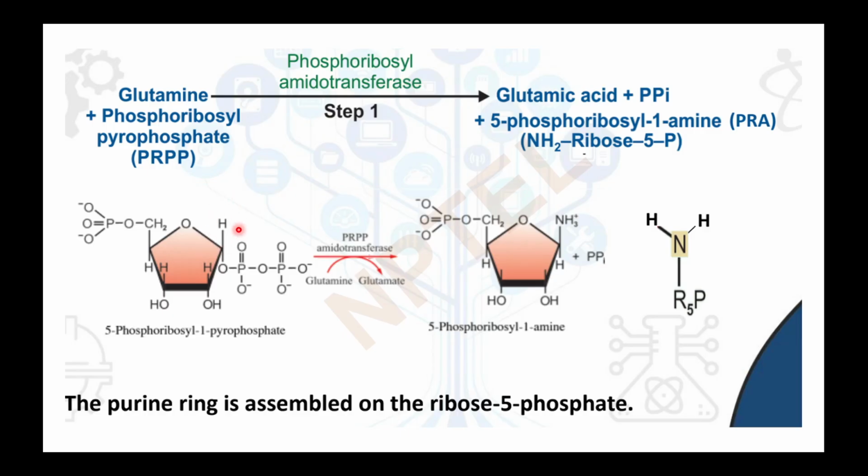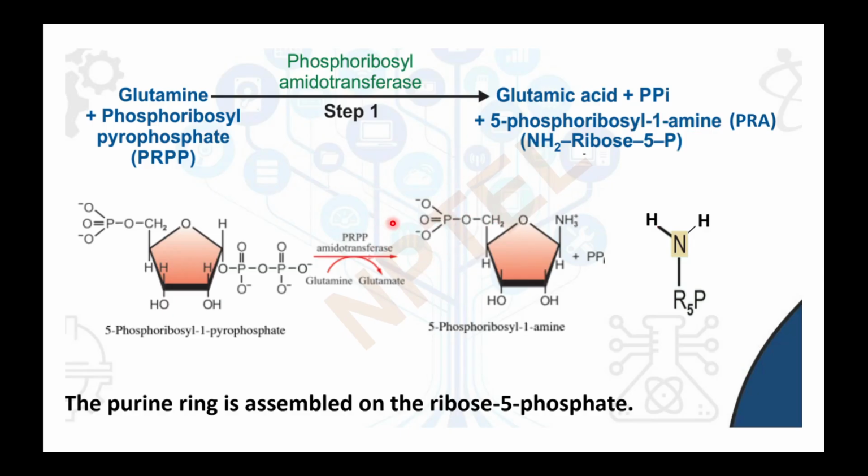The amine group is now attached, transferred from glutamine. And once the amine group is transferred from glutamine, what will glutamine become? Glutamine will become glutamate or glutamic acid, right? So the amine group from the glutamine will be transferred to PRPP by the enzyme phosphoribosyl amidotransferase. So amidotransferase, there's a transfer of amine group to PRPP, resulting in the formation of PRA or 5-phosphoribosyl 1-amine.